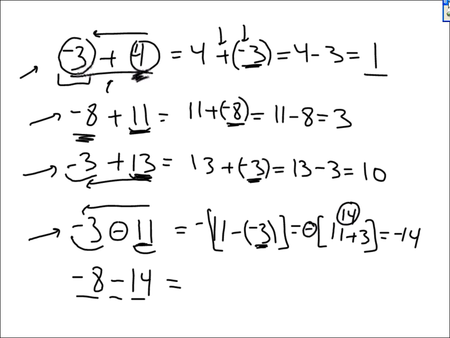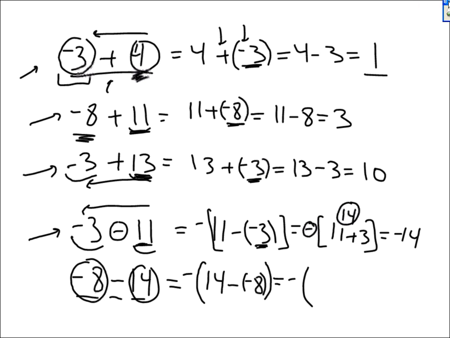So, since the first number is not positive, but the second one is, I'm going to read it backwards. 14 minus a negative 8. But in subtraction, there's the minus in front. This number is not 8, so it's not 14 minus 8. No, it's 14 plus 8, which is 22, with a negative in front. The answer is negative 22.